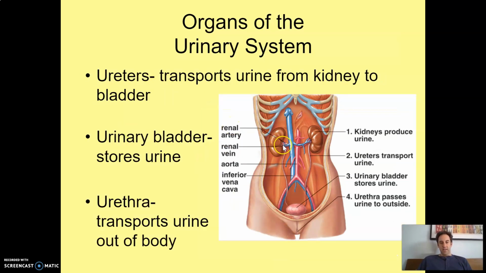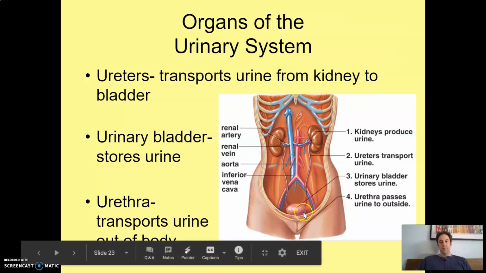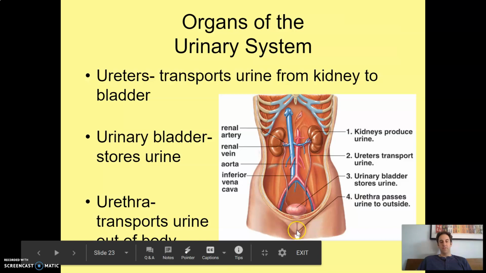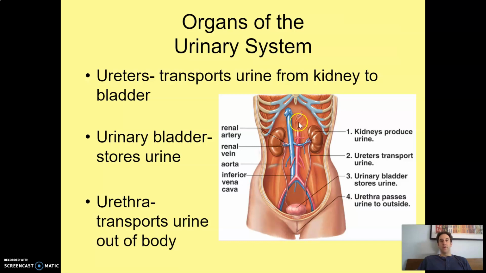Then also attached to the kidney is another tube called the ureter. The ureter transports urine from the kidney down to the bladder. And the bladder is what stores the urine. And then the urethra is this little tube here that transports the urine out of the body. So you can kind of see how this works in general.